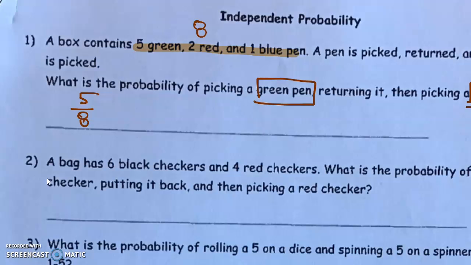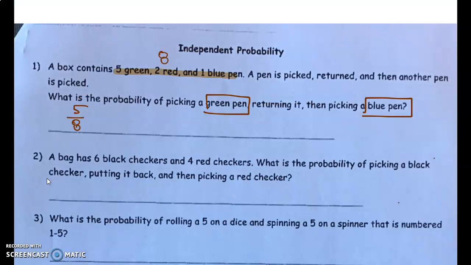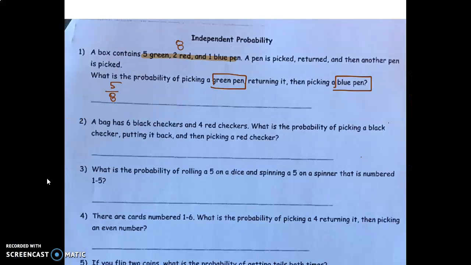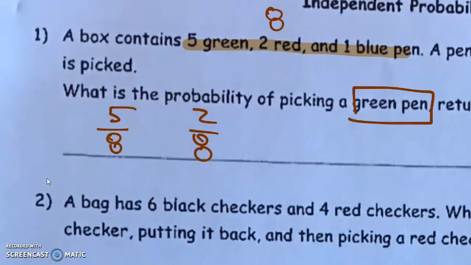5 out of 8. So there's a 5 out of 8 chance that you pick a green pen. Those are pretty good odds, right? Better than 50%. But we're not just doing that one. We're also going to pick a blue pen. So we pick a pen, we put it back in, then we pick again. So how many pens are still in the box? There's 8. How many of them are blue? There's 1 that is blue. So what do we do to find the probability of both of these events? You multiply them.